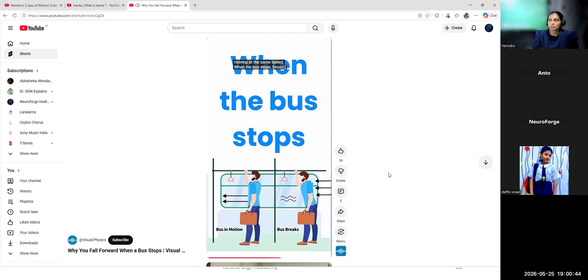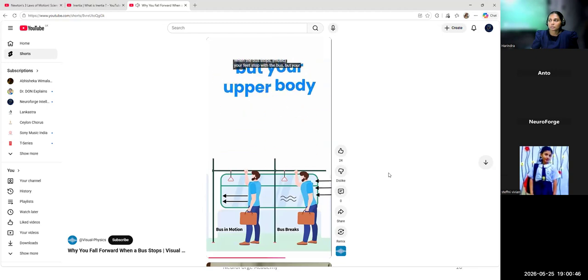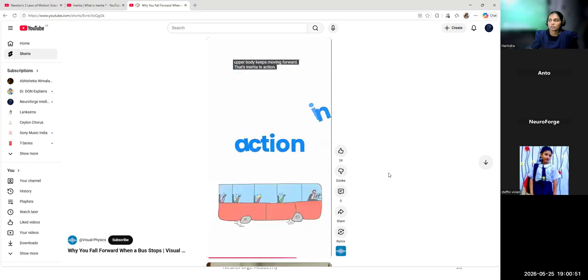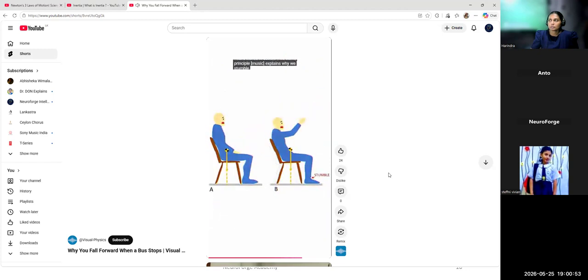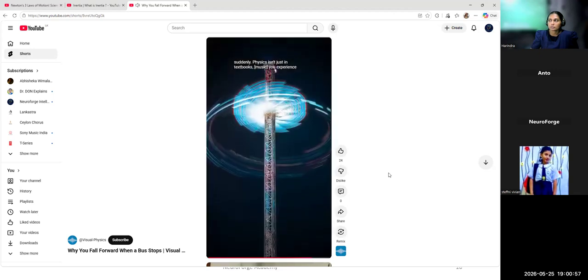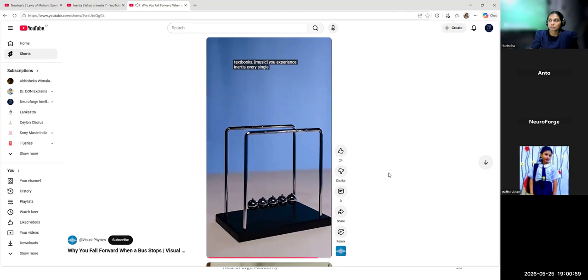When the bus stops, your feet stop with the bus, but your upper body keeps moving forward. That's inertia in action. This same principle explains why we stumble when someone pulls a chair suddenly. Physics isn't just in textbooks. You experience inertia every single day.